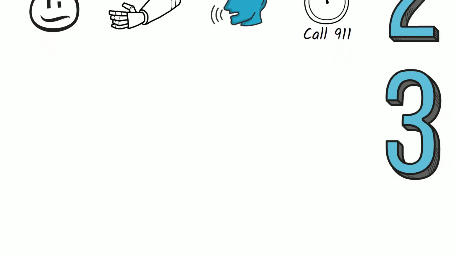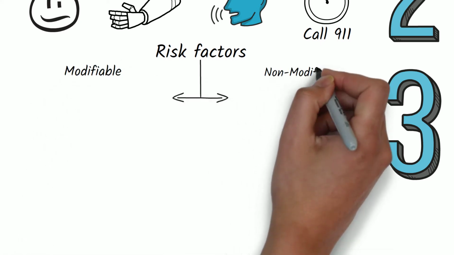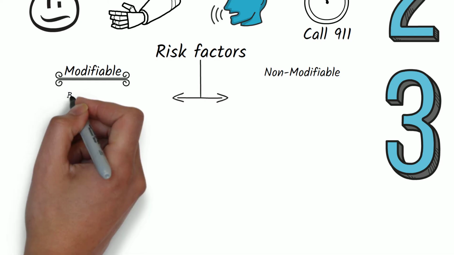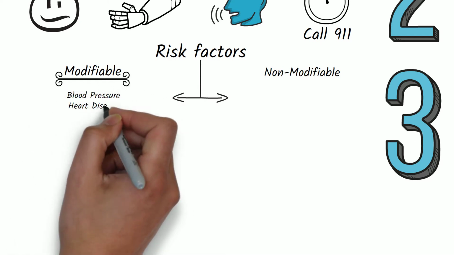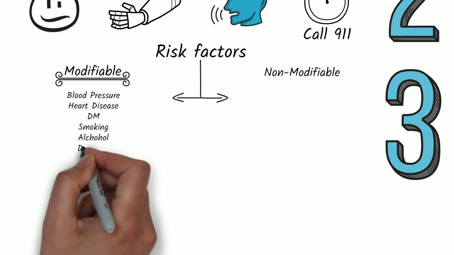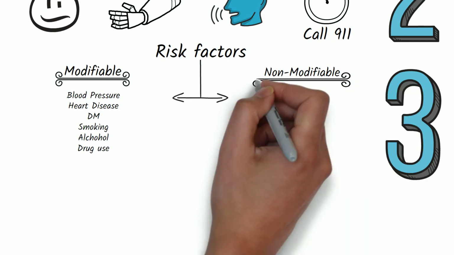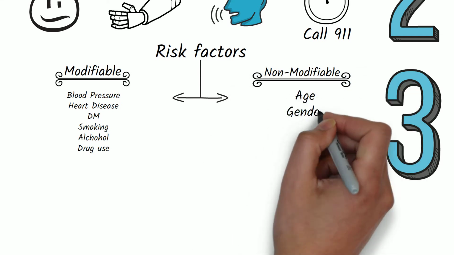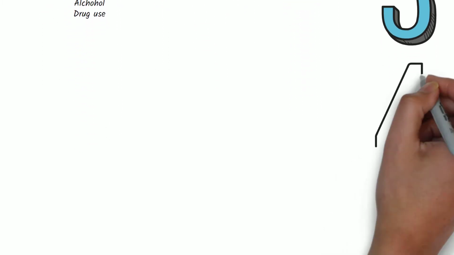Number 3, the risk factors. We're going to break this down into modifiable and non-modifiable. The modifiable ones, or the ones that you can change, are high blood pressure, which is over either 160, 95 area. That can probably change depending on the textbook. Heart disease, diabetes mellitus, smoking, alcohol, and drug use. Non-modifiable, or things you can't change, are your age, which is the greatest risk factor, gender, and race.